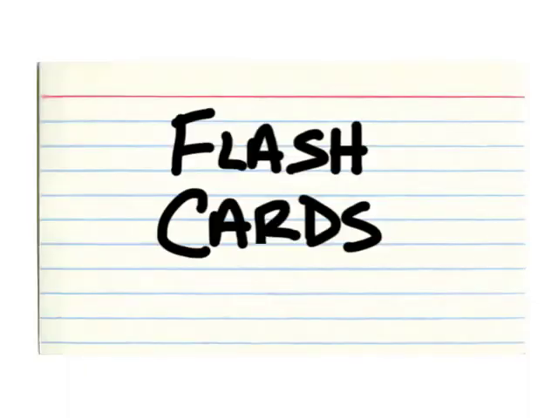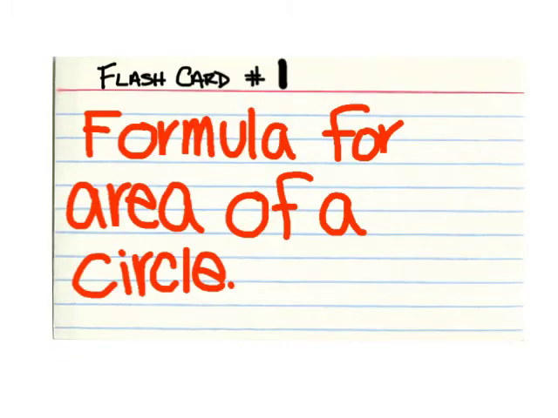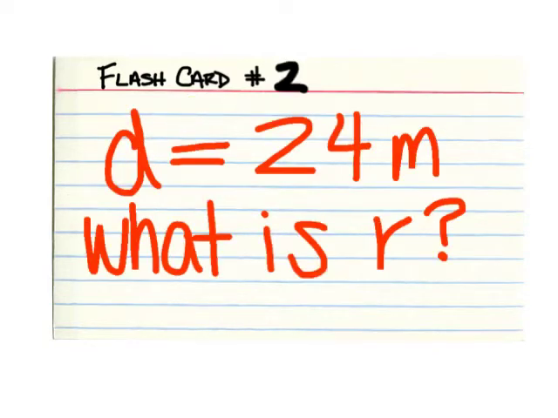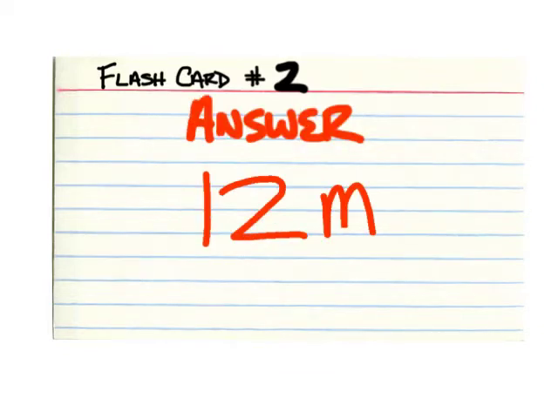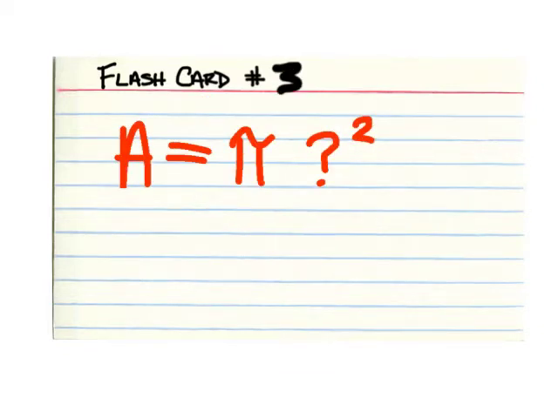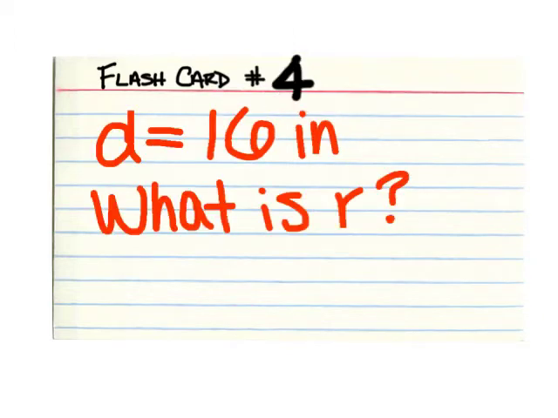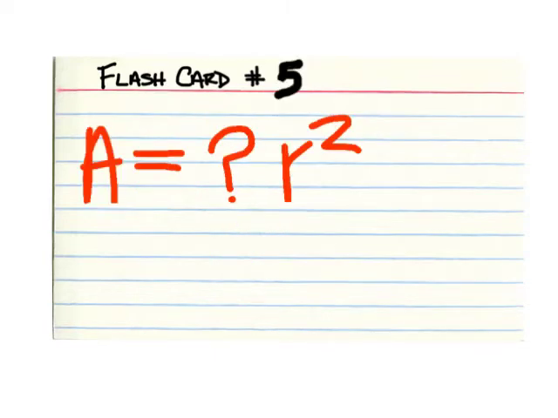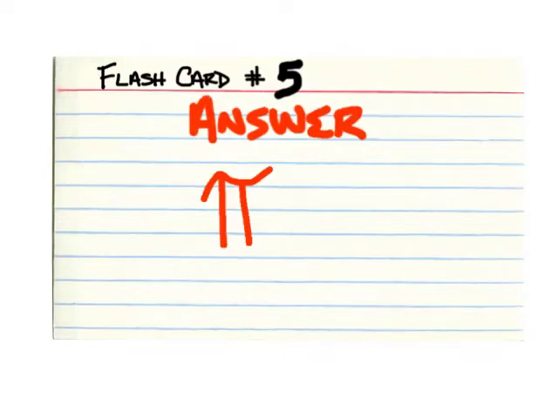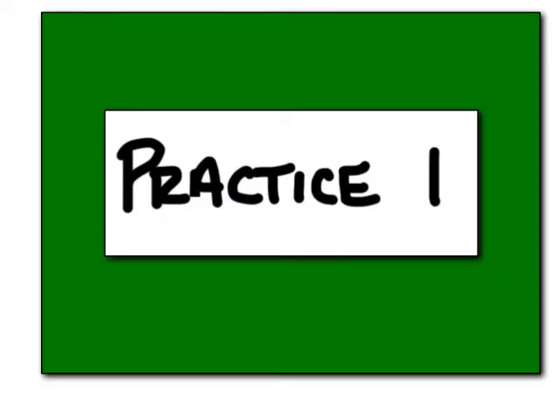Flashcard, say these answers out loud. The formula for the area of a circle is what? Pi r squared. If D is 24, what is R? 12. A equals pi times what squared? R. Diameter is 16, what is R? A equals something times r squared. Pi.